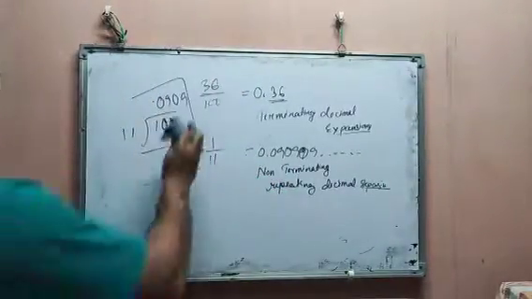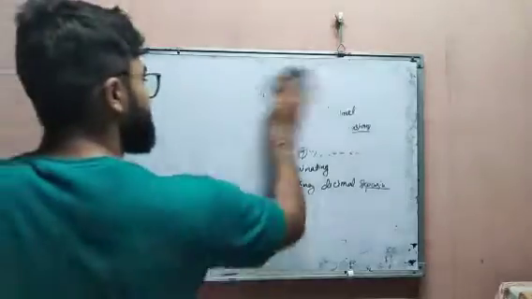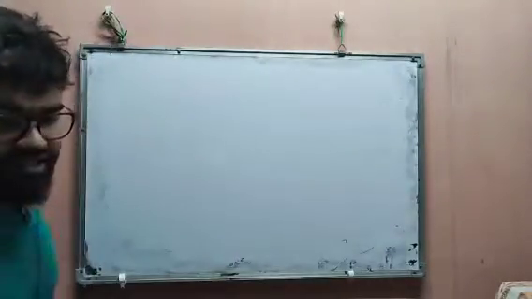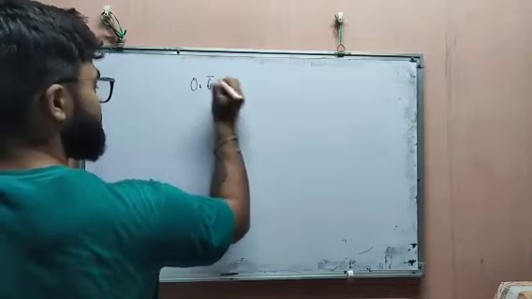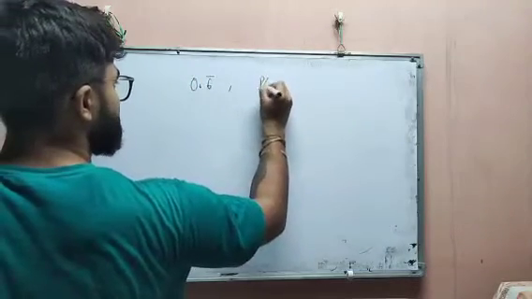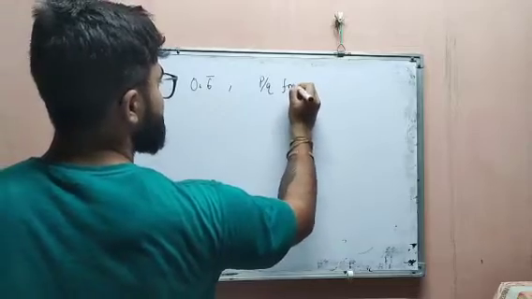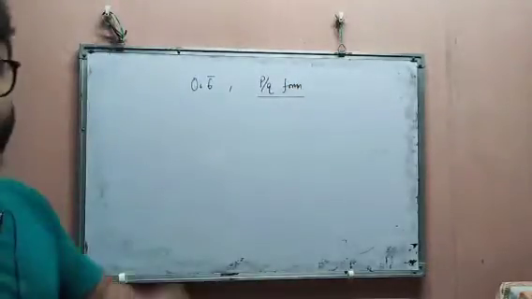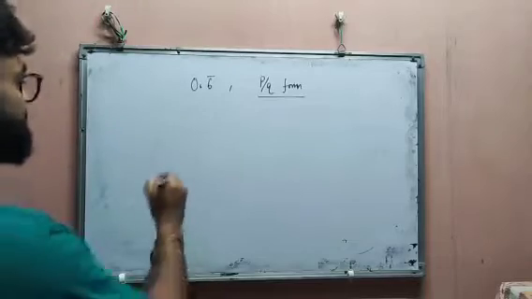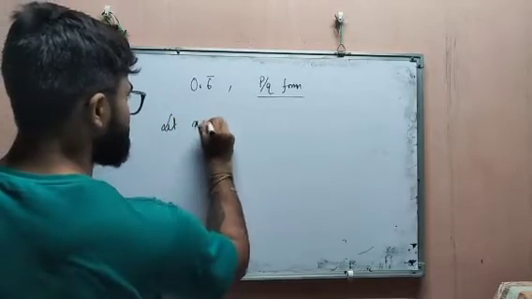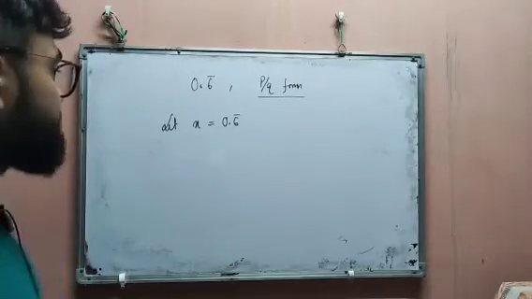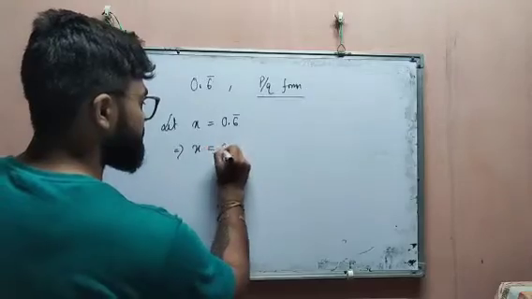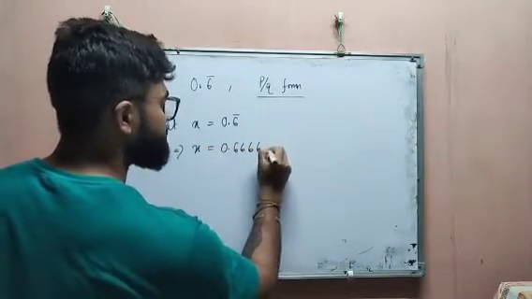Okay, so maybe we are asked some question like that: express the following number in p by q form. Suppose we are given a number 0.6 bar and we are asked to express it in p by q form. They say that here you express it in p by q form. So this type of question, what do we have to do, let's see. First we have to take let x is equal to 0.6 bar. Okay, and as I have told you, this x can be written as 0.666 dot dot.